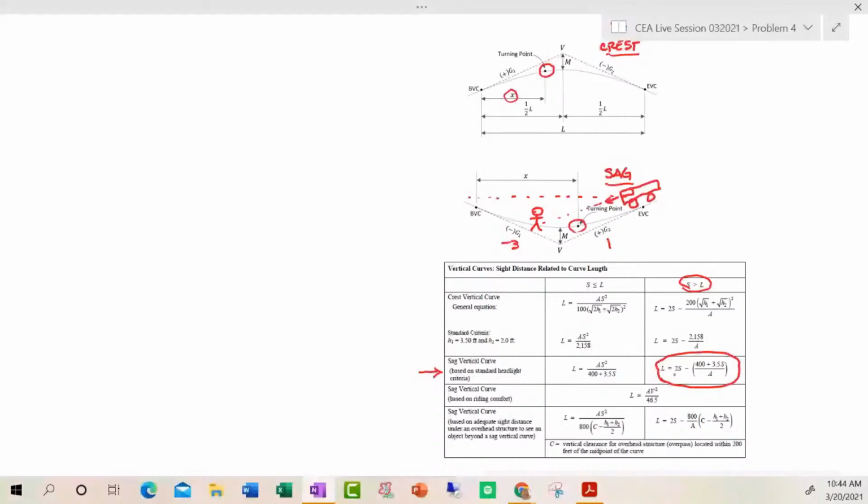Let's just plug and chug here. We can say that L equals 2 times S minus 400 plus 3.5S, all divided by A. L is the length of the curve. A is the absolute value of the algebraic difference in the grades, so we'll calculate that. And S is the stopping sight distance.